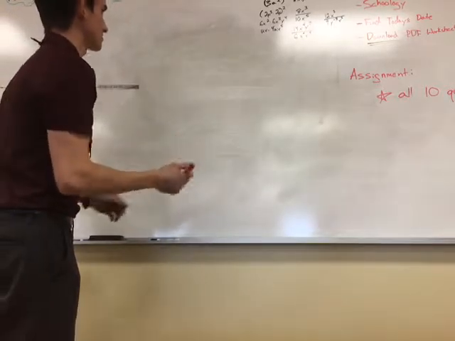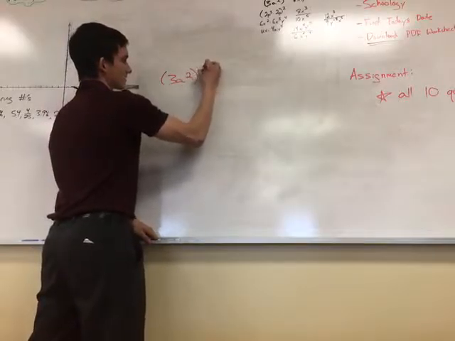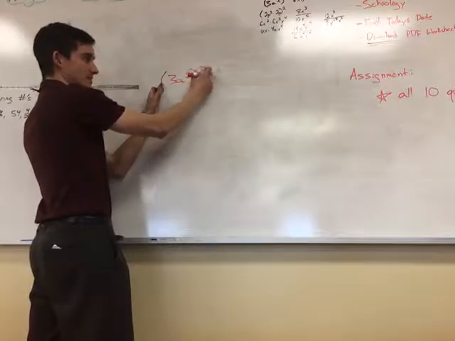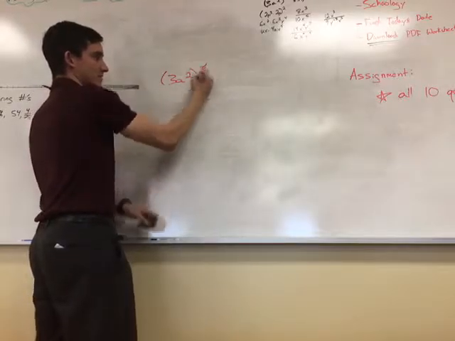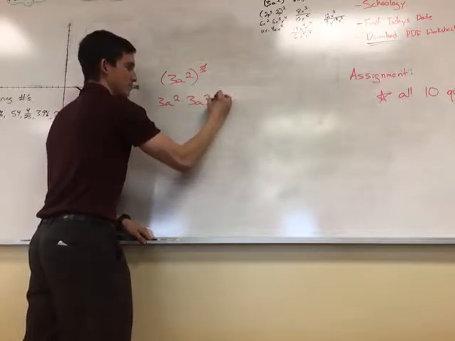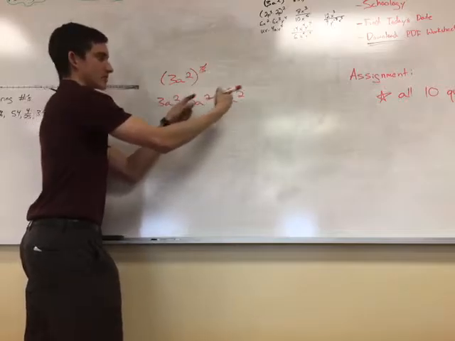Okay, so I've done this. Now I'm going to do some simplifying exponents. So if I have 3a squared cubed, that's the same thing as 3a squared times 3a squared times 3a squared. 3 times, that's what that 3 is. So I'm going to write it out 3 times. 3a squared times 3a squared times 3a squared. That's what that 3 is.